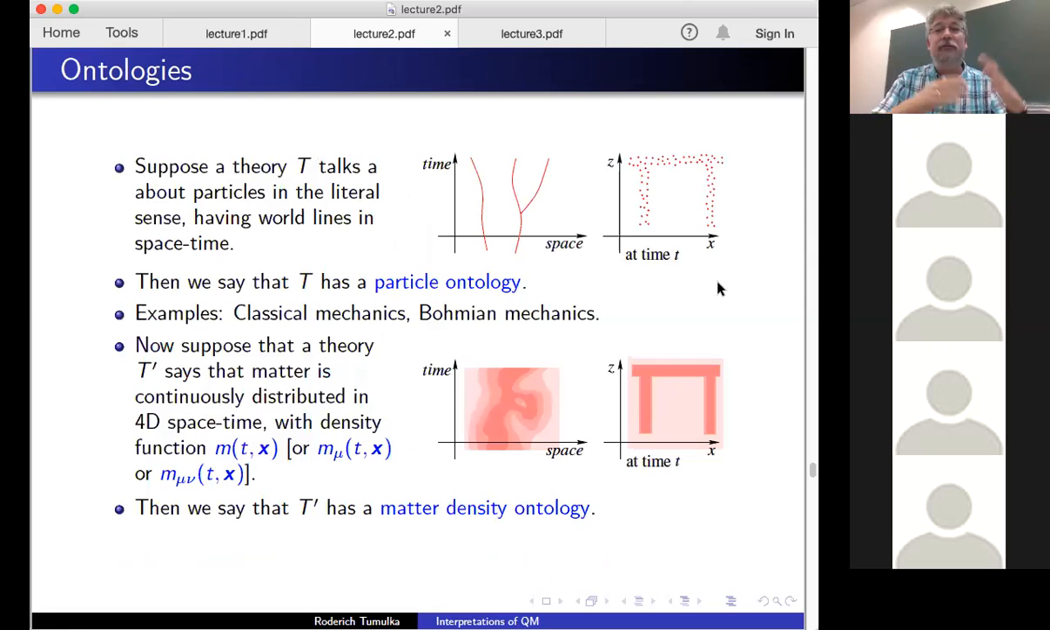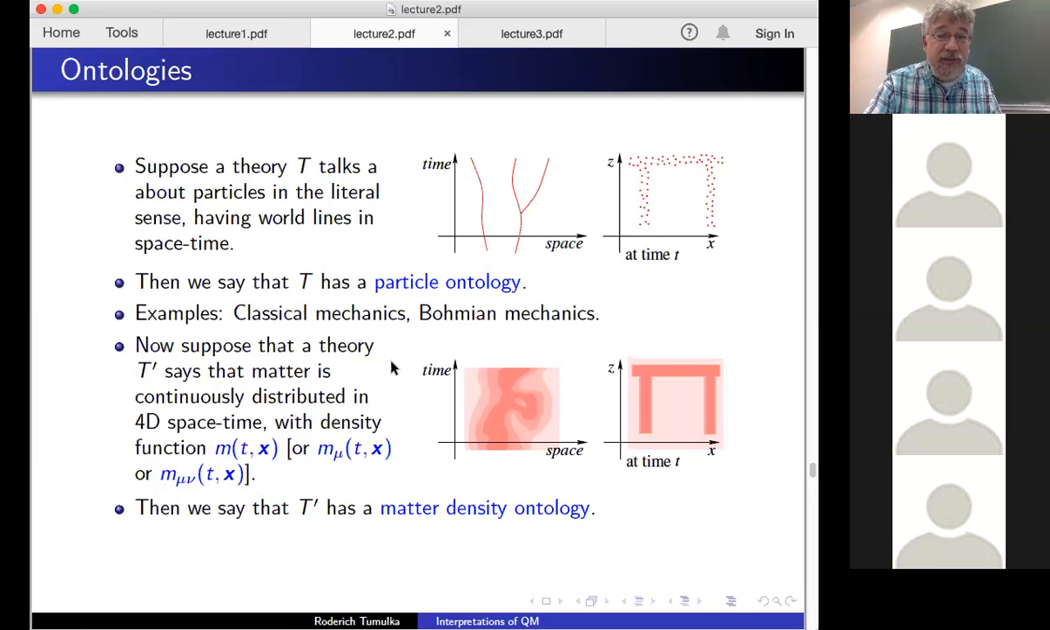So here is an overview of different possible ontologies that people have considered. Suppose a theory T talks about particles in the literal sense, having world lines in space-time. So in space-time you have curves, and a snapshot at a particular time in space, here only two dimensions shown, gives you points. A macroscopic object, such as a table, could be recognizable in just a large number of points. Then we say that T has a particle ontology. That's the case in classical mechanics or Bohmian mechanics.